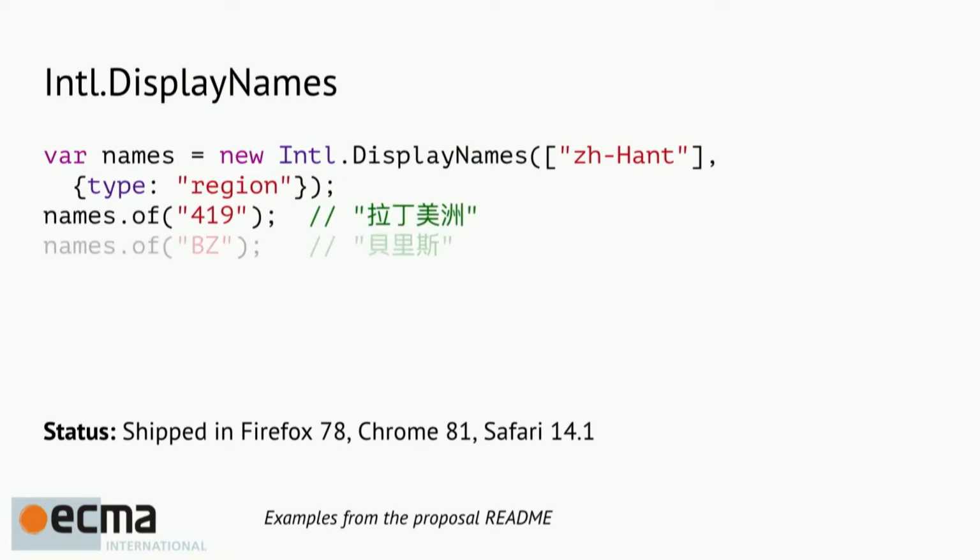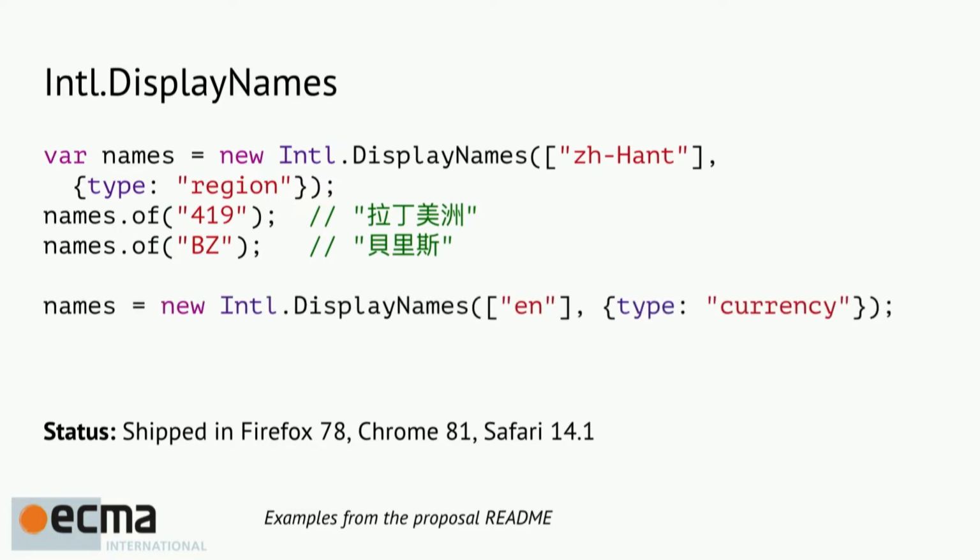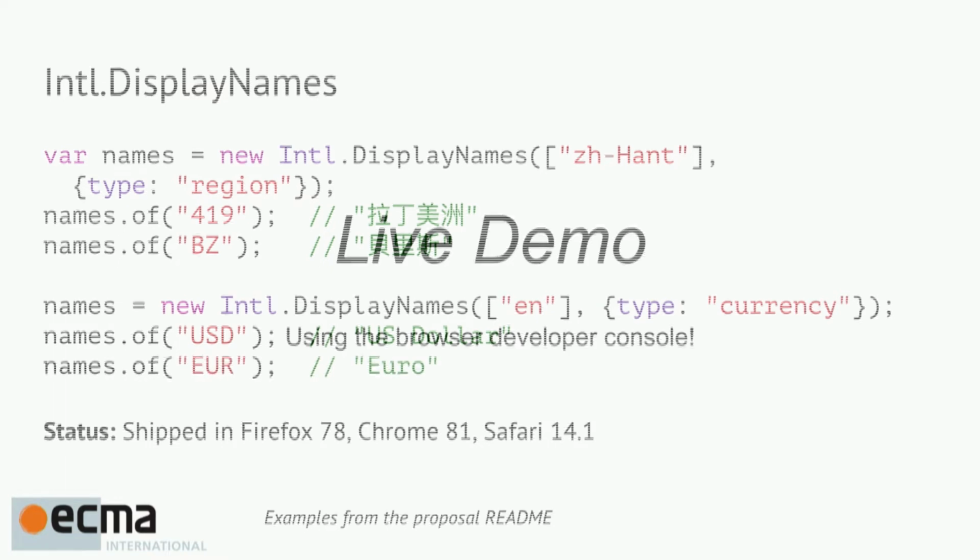And then display names, like how do you describe this thing that you want to show to the user in that locale? What is the name of this thing? You can go through and say in Chinese, whether they're country codes or different things, you can display that, or currency, you can provide a localized string to describe the thing that you're showing to the user.